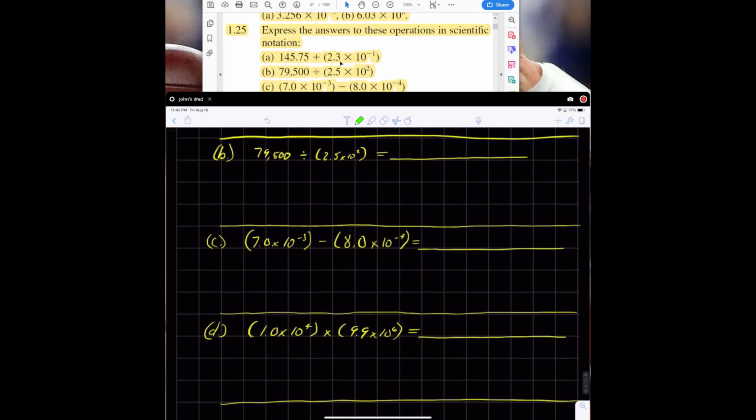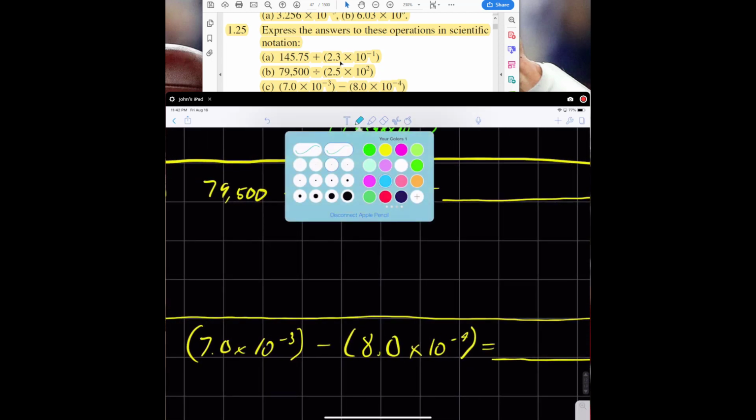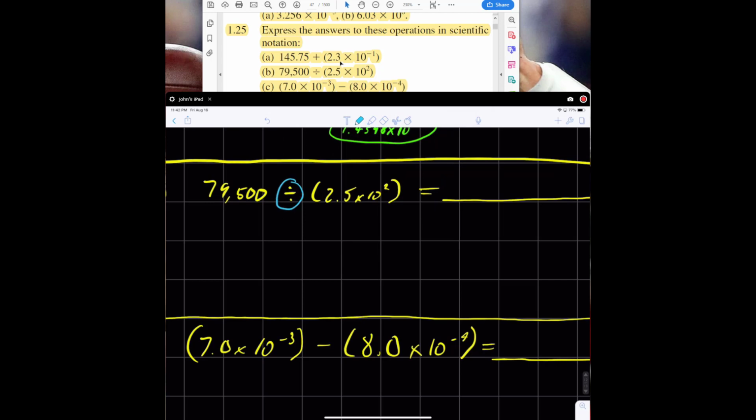Next, part B. We have division here. This is a division sign. So we could do this a couple different ways. We could start with this number and convert it to scientific notation, and then we could apply the division rules of scientific notation, which would be, let's do it. So let's start with this one.